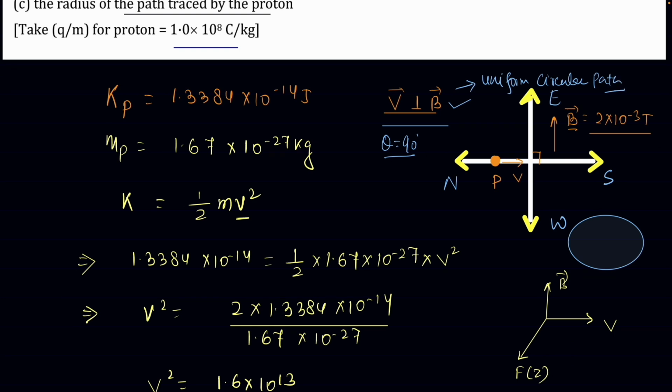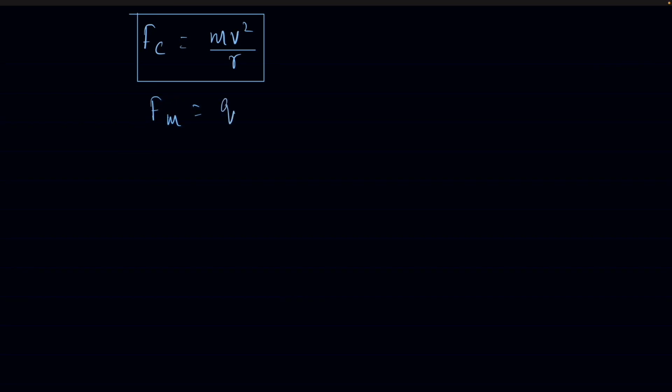If we have to find the radius of this uniform circular path, we know that in this case, centripetal force is acting towards the center. So we can write the relation: centripetal force is equal to m v square by r. This is the centripetal force. The force of the magnetic field is equal to q v B. Now let's relate these two formulas and find the value of r, the radius. So m v square by r is equal to q v B. v and v square get cancelled, so r is equal to m v by q B.